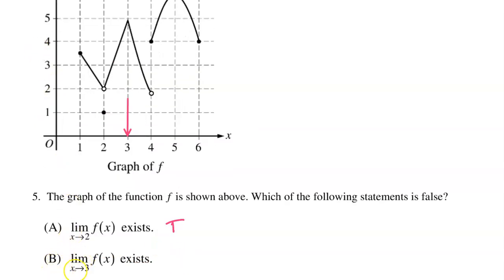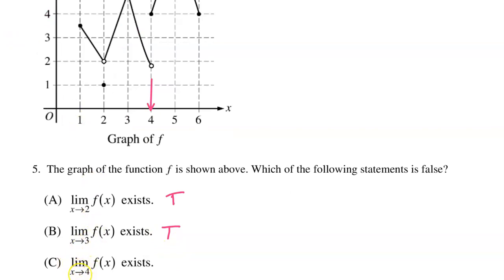Statement B says the limit as x approaches 3 exists. Well, here is an x value of 3. As we approach 3 from the left, the function approaches a value of 5. As we approach 3 from the right, again, the function approaches a value of 5. So this limit does exist and the statement is true.